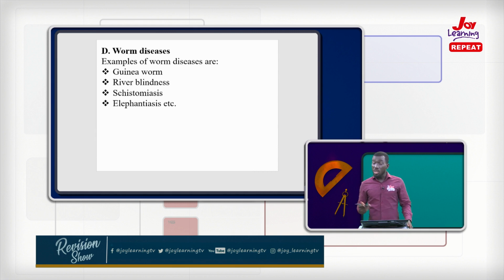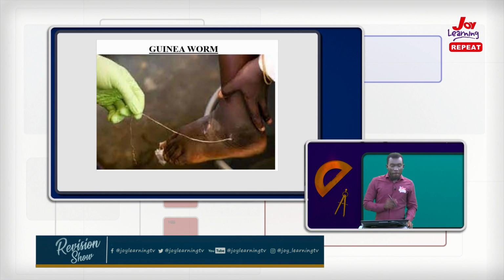And we have guinea worm, we have river blindness, we have schistosomiasis, and then we have elephantiasis. Now all these are diseases of worm. They are caused by worms. And let me take you through a bit of guinea worm.